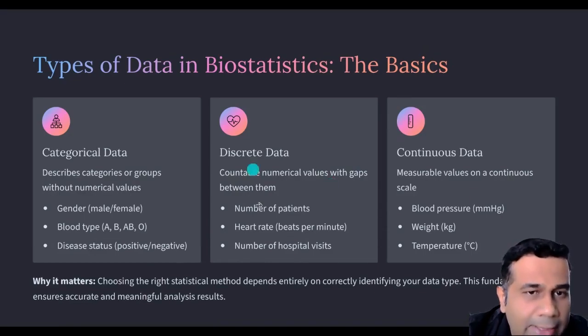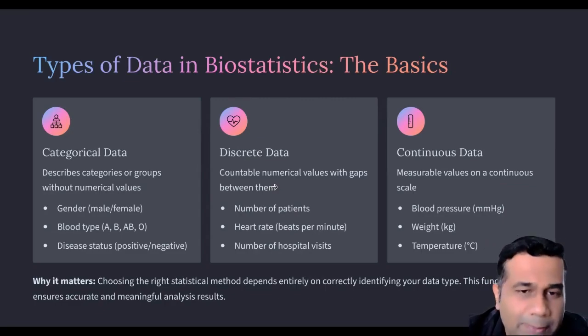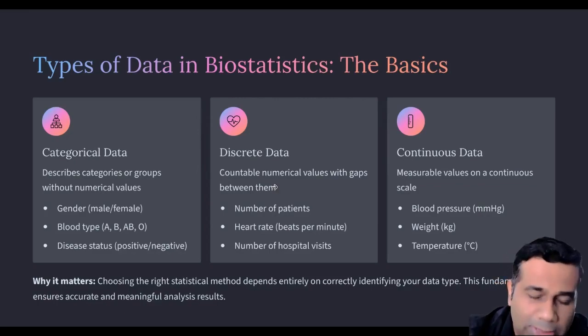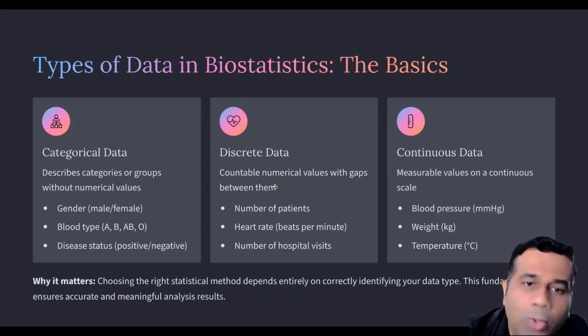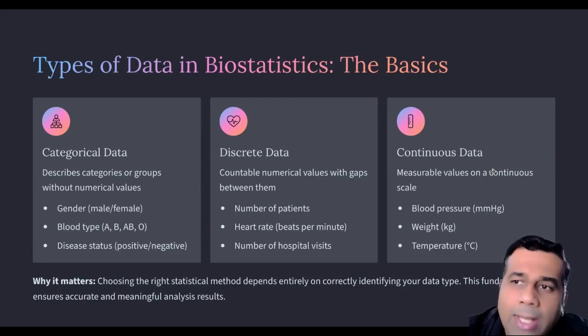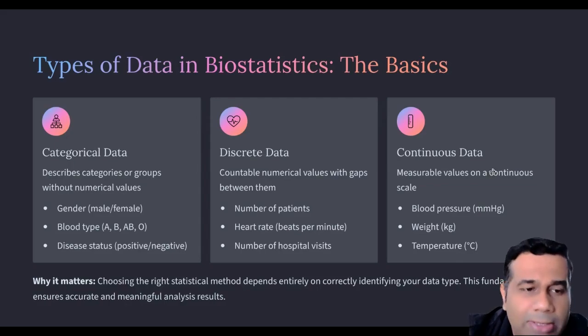Then comes a set of data called discrete data. Discrete data means countable numerical values, with gaps in between. For example, heartbeat. If you are measuring the heartbeat, you will be measuring it in beats per minute, so it will be a discrete set of data. Then the number of hospital visits, or the number of patients. All these will be discrete data with gaps in between. And continuous data means it will be like a continuous stream, measured on a continuous scale. For example, BP, weight of the child, or temperature of the child. So these are the three different types of data.